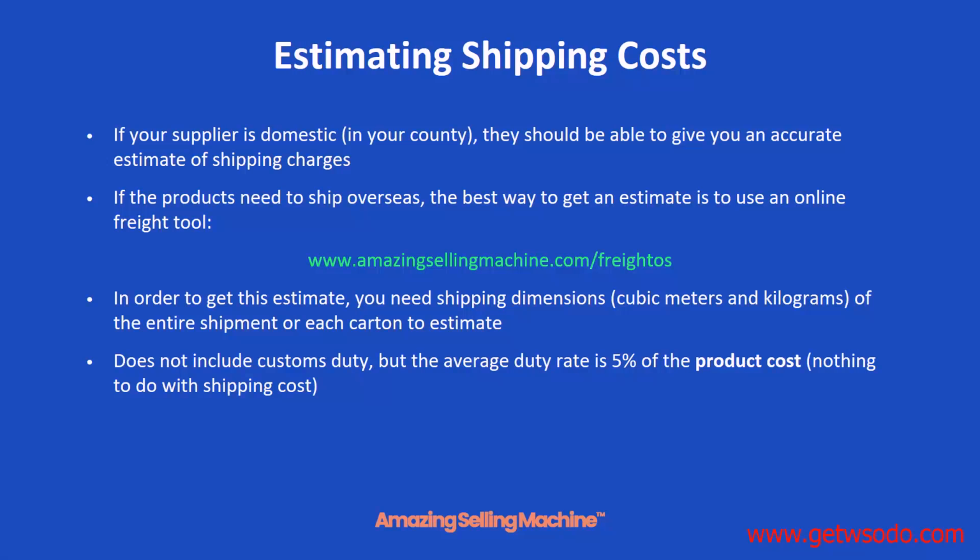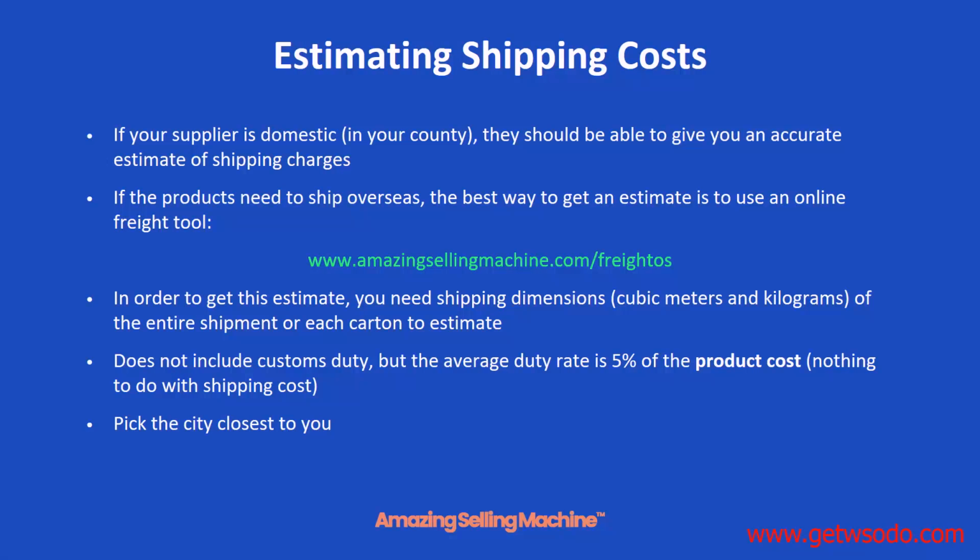Keep in mind that the one thing these estimates don't include is the customs duty, which is basically an importation tax. The average duty rate is around 5%. It can range anywhere from 3 up to 12%, but it's around 5%, and we like to use that for our estimates. And remember, it's based off the total product cost that you're paying your supplier. It has nothing to do with your shipping costs. It's what you actually pay your supplier for your entire shipment.